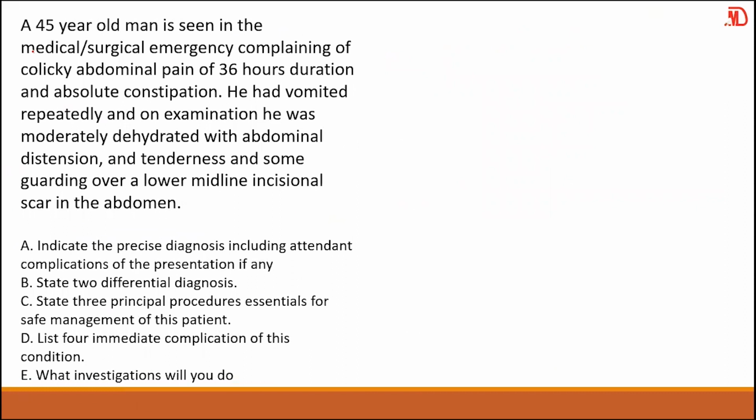We have a 45-year-old man who is seen in the medical surgical emergency complaining of colicky abdominal pains of 36 hours duration. That's almost 2 days, so 1.5 days. And there's absolute constipation, so inability to pass stool. He had vomited repeatedly, and on examination, he was moderately dehydrated with abdominal distension.